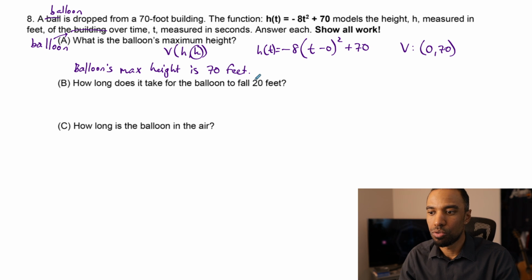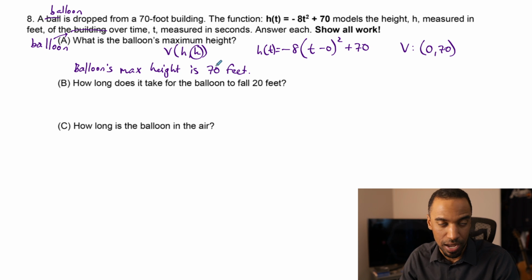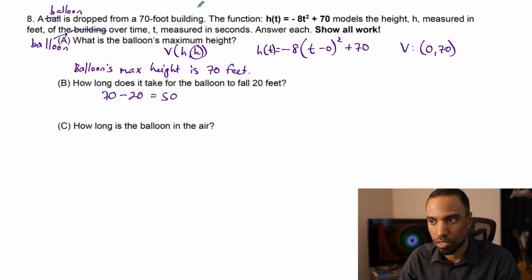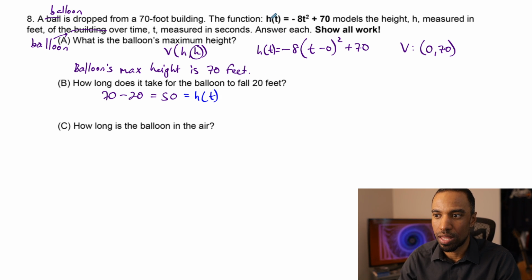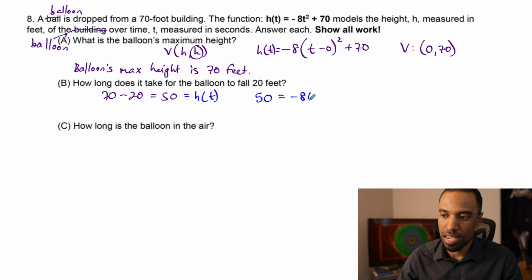How long does it take for the balloon to fall 20 feet? If a balloon falls 20 feet from its 70-foot height, well, 70 minus 20 is 50. Now, there's another way to talk about this, but I'll get to it later. This is for h of t, the height. We need to find what t value makes the height 50. So 50 equals -8t squared plus 70.